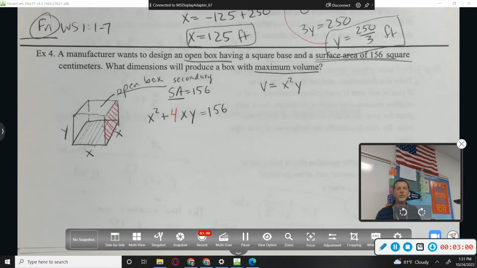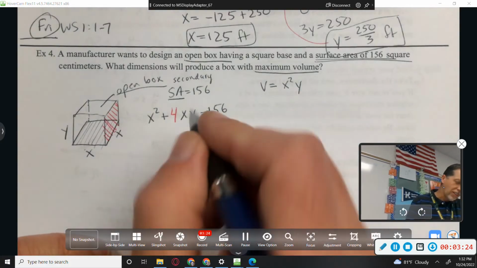Well, I don't think there's much of a choice here. Would you like to solve for x or for y in the secondary equation? I mean, neither one of them's nice, but one's a whole lot better than the other. You've got to solve for y. To solve for x, you could do it, but you'd have to use the quadratic formula and you'd have a mess on your hands. So let's solve for y.